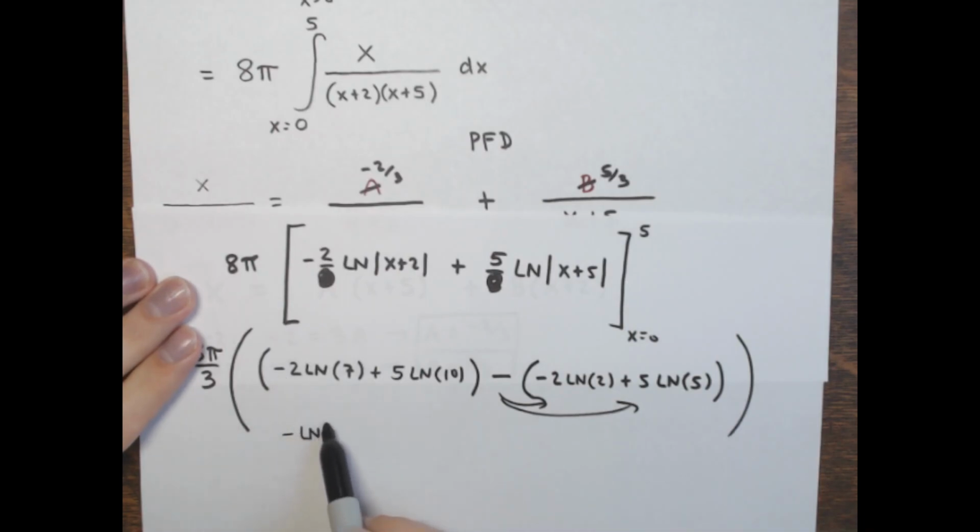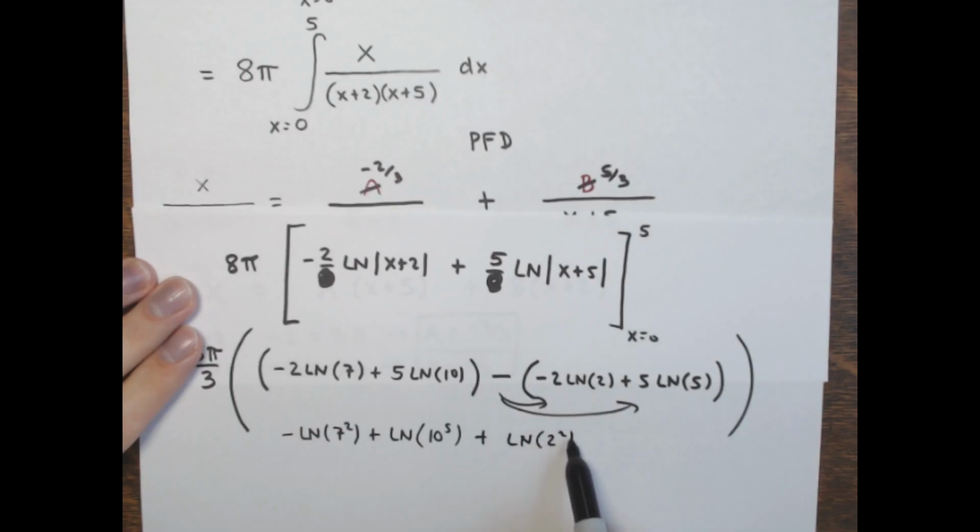And when I put all this stuff together, this is negative natural log of 7 squared, right, 49, plus the natural log of 10 to the 5th power, which would be 2 to the 5th times 5 to the 5th, and then plus the natural log of 2 squared, minus the natural log of 5 to the 5th.